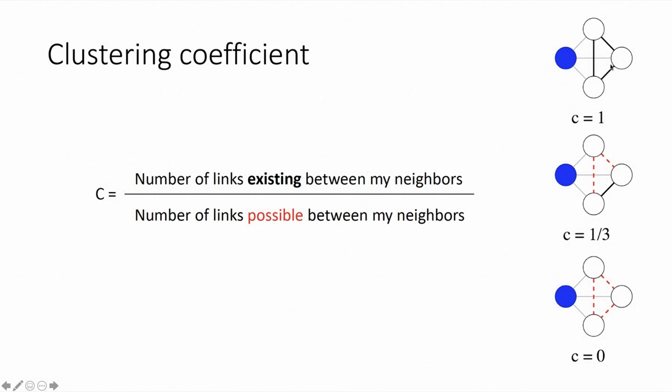So clustered is really, in a sense, what you would expect: something clustered together, densely connected. So the clustering coefficient, as we call it, is calculated by the number of links that exist between my neighbors divided by the number of links that could possibly maximally exist between my neighbors.